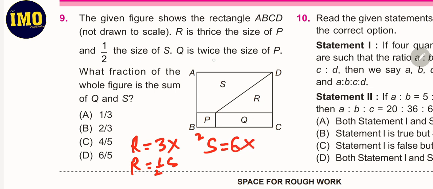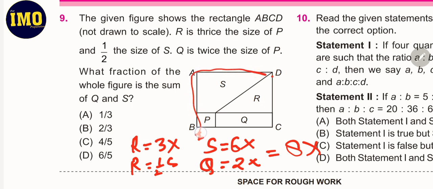Now, Q is twice the size of P. Q is what? Q is 2X. We need to find what fraction of the whole figure is the sum of Q and S. S is 6X and Q is 2X, 6 plus 2 is 8, so S plus Q is 8X. And the total is 3X, 4X... so 8 plus 4 is 12X.